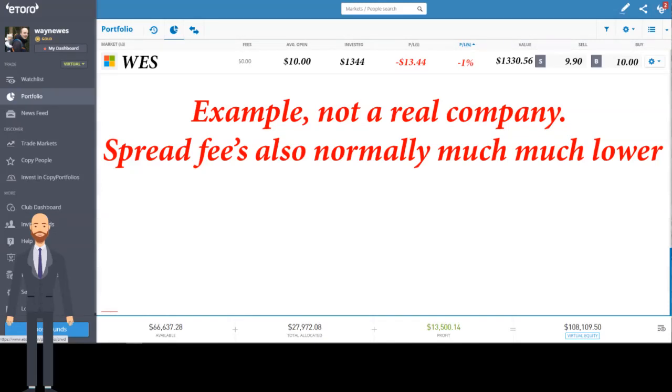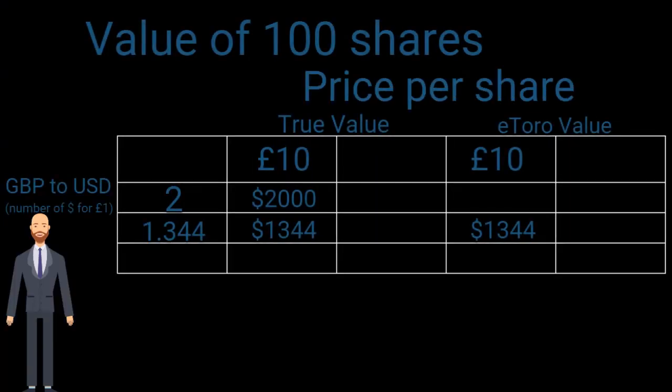$1,344 of this stock. Now, let's say that the Great British Pound suddenly jumps up in value, and the exchange rate goes up so that £1,000 will now buy you $2,000. Well, our stock is still worth $1,344, even though it is £1,000 worth of stock. However, this also works in reverse.